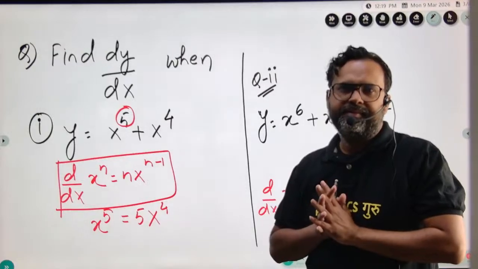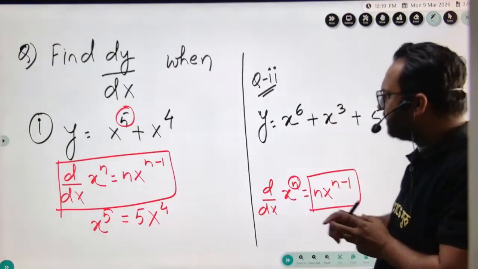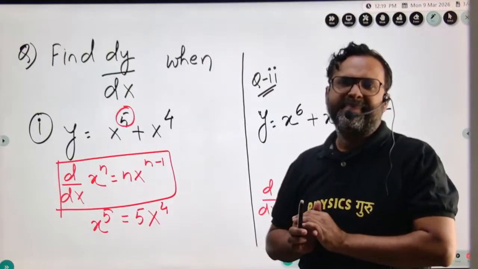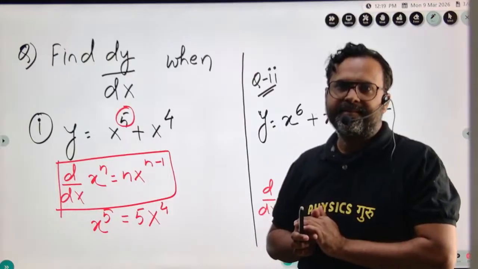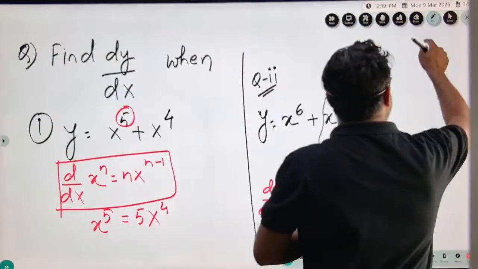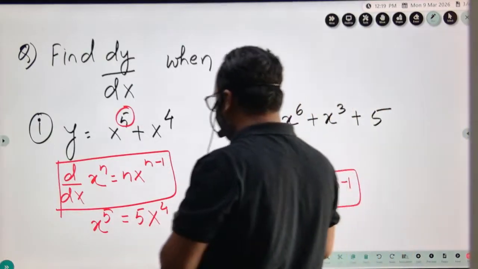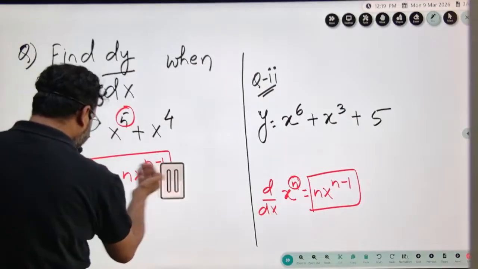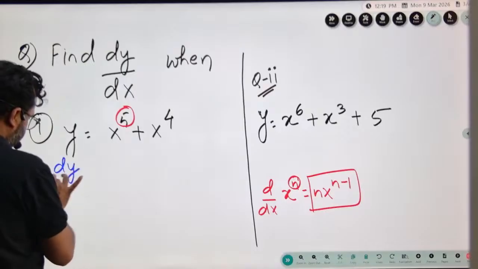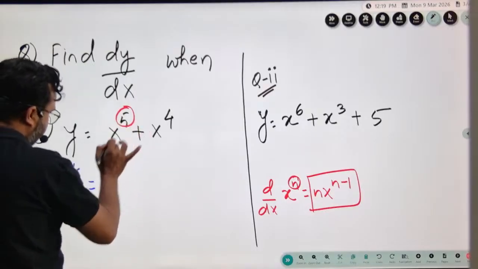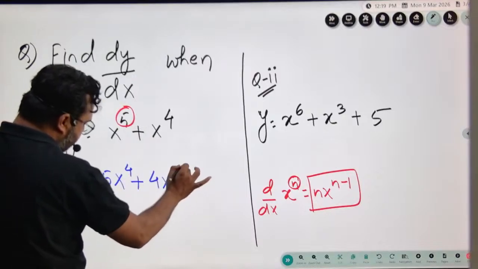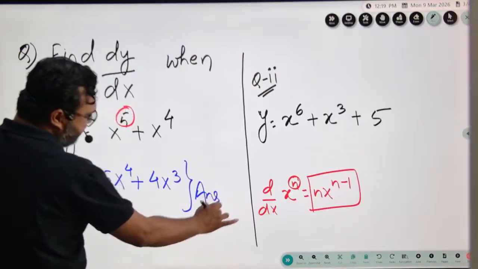Any doubt? Okay. Similarly, if I ask you to find the derivative of x raised to the power 4, it is 4x to the power 3. Perfect. So what we can do, we can write like this: dy by dx is equal to 5x to the power 4 plus 4x cube. Do you agree? Okay.